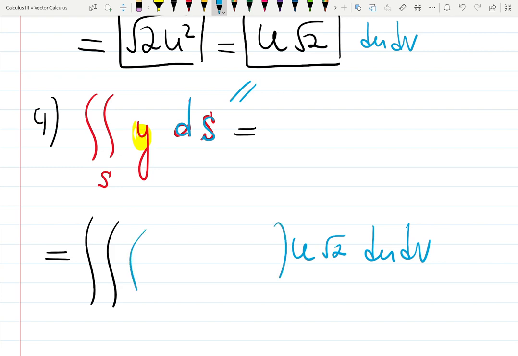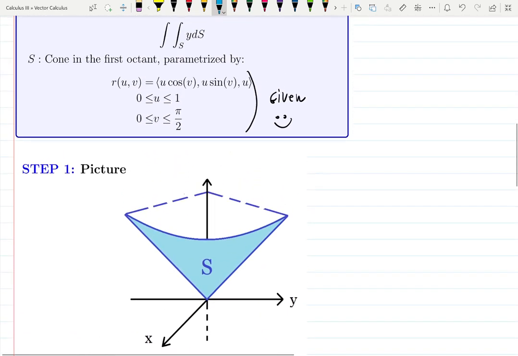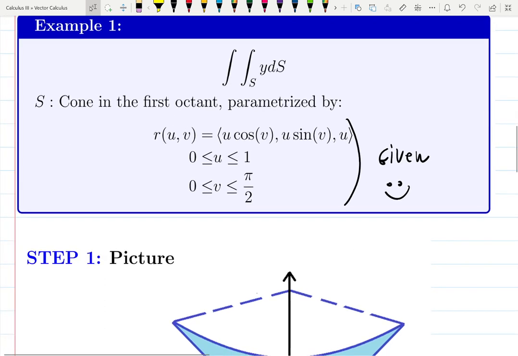But what is y? And also S. S is important. S was given as a cone. Here it is. That is important information. R was parameterized. S as a cone in the first octant. Remember, it's only the first octant. That gives you something important. And then it was parameterized by R, u, and v. u from 0 to 1, v from 0 to pi over 2. So, what is your y?